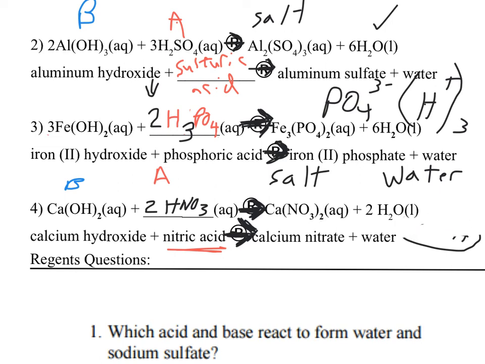Now, if we were to double check everything, all of our hydrogens would balance out, all of our nitric acids would balance out, the N's, the O's, everything is balanced. So it should look like this.